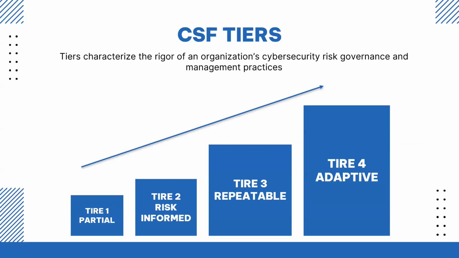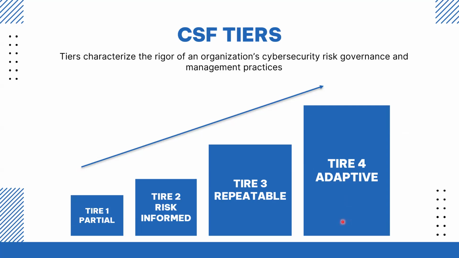The CSF tiers are a means which will help us to categorize the rigor of an organization's cybersecurity risk governance and management practices. So once we develop an organizational profile, right, we can use these tiers in order to identify what the maturity level is. Say, is it on state 1 that is partial? Is it on state 2 that is risk informed? Is it on state 3 repeatable? And is it on state 4 that is adaptive, with 1 being the lowest state and 4 being the highest.